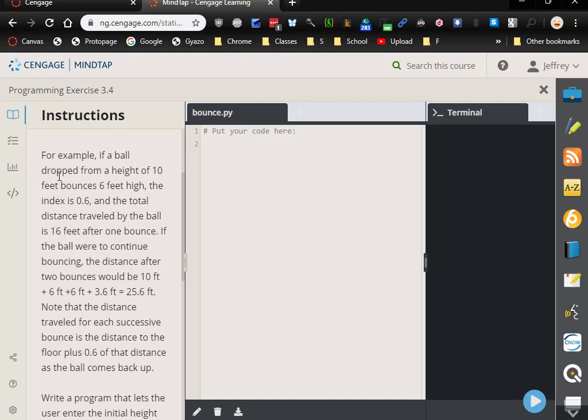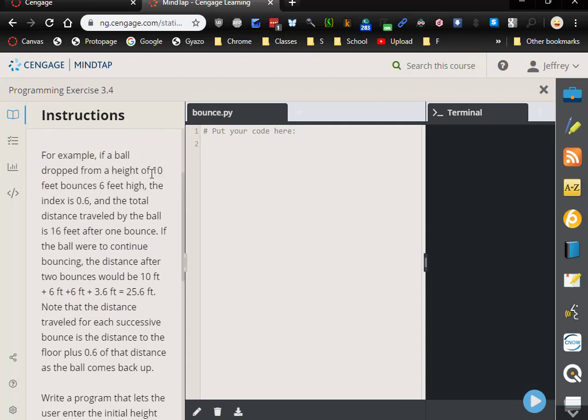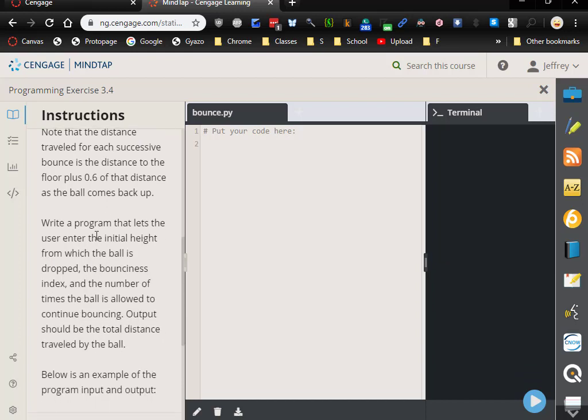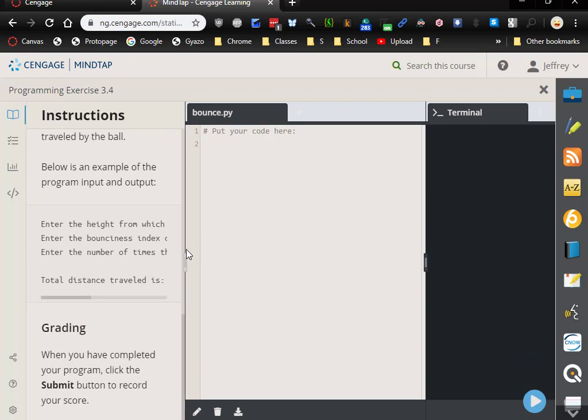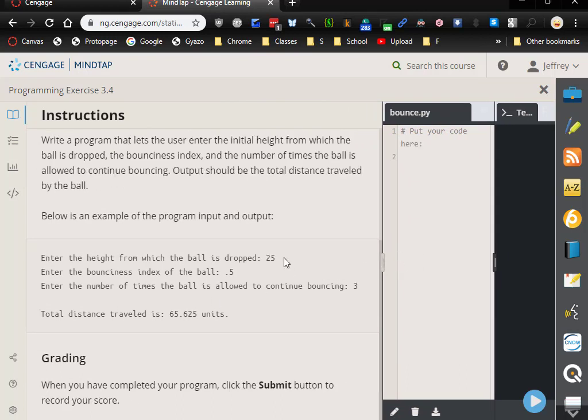So let's see if we can figure this out. This is one that I had arguments with myself about last time. If it starts at 10 feet, the distance traveled by the ball is 16 feet after one bounce because it went down and then back up. Notice that the distance gets successively smaller. They want us to think that if we start off at 25 and it's 0.5 each time, it'll finally wind up being 65.65. Let's see if we can make an algorithm that kind of agrees with that.